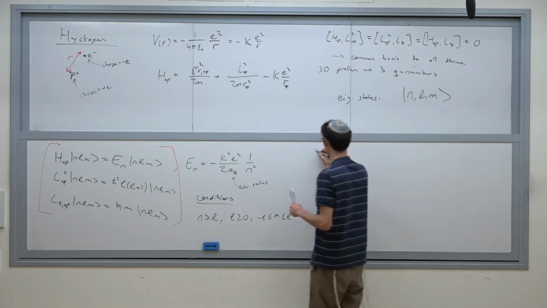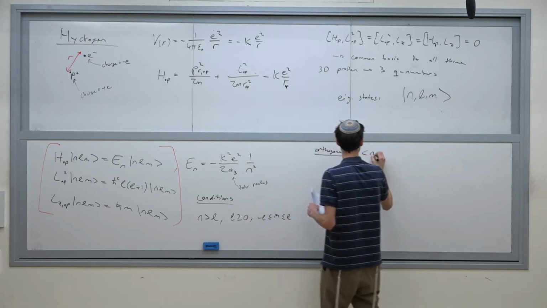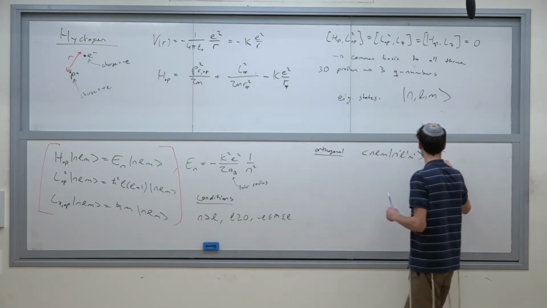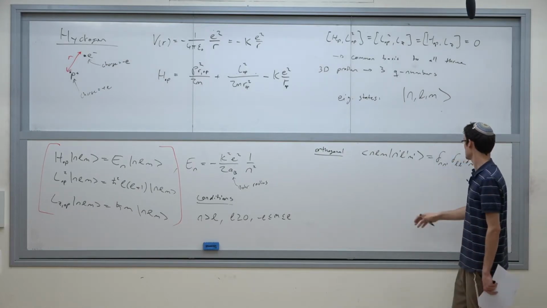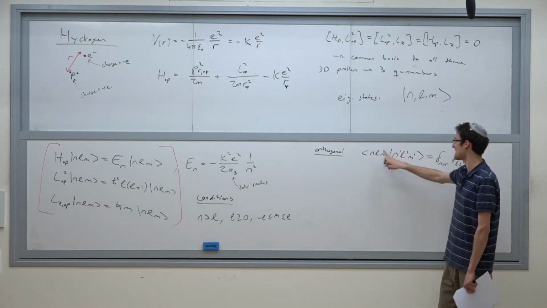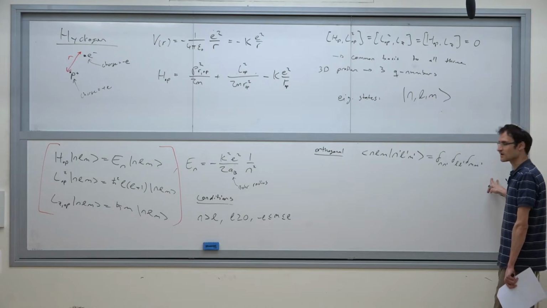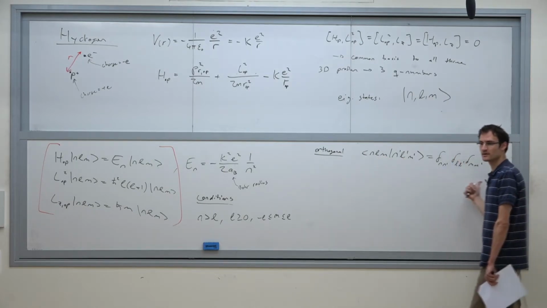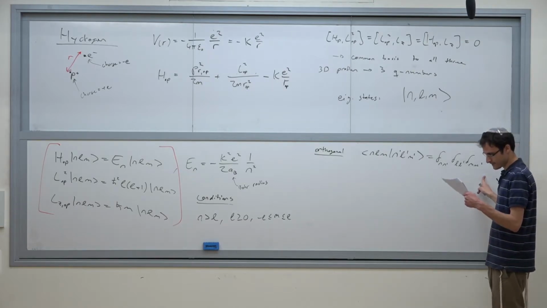Obviously, all the states are orthogonal, and they're orthogonal in every single quantum number. So only if n equals n prime, L equals L prime, and m equals m prime, you get something which is non-zero. If two of the quantum numbers are the same and one is different, then the inner product is 0. That's why there are 3 deltas here.